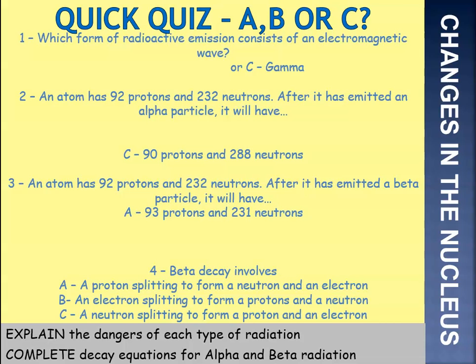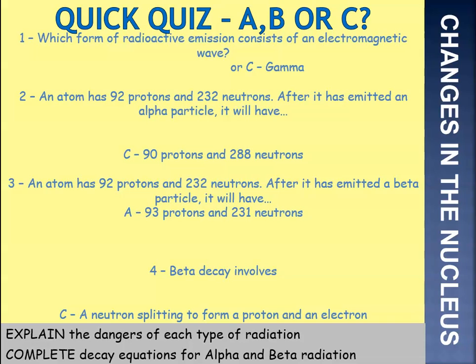Finally, beta decay involves what? A proton splitting to form a neutron and an electron, a neutron splitting to form a proton and an electron, or a neutron splitting to form a proton and an electron. Correct answer would be C. A neutron splits to form a proton and an electron. The electron is emitted at high energy or high speed, the proton remains behind.